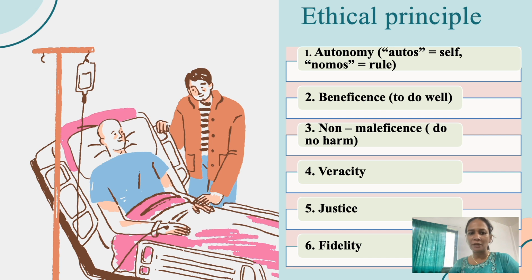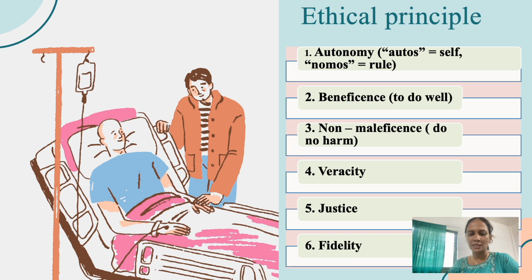Next one is non-maleficence. That means we should not do any harm. For example, if you administer expired medication, it will cause harm to the patient. Harm means not only physical, it can be mental, social, or financial harm. So the patient should be free from any kind of harm. For example, if you forgot to do the cross matching, or if you administer the wrong blood transfusion to the patient, it may lead to the patient's death, or they may have to go for dialysis.